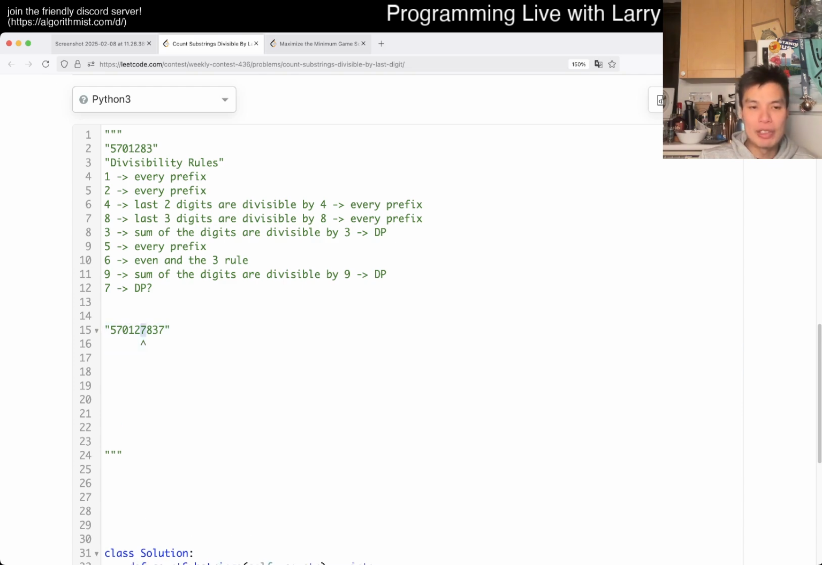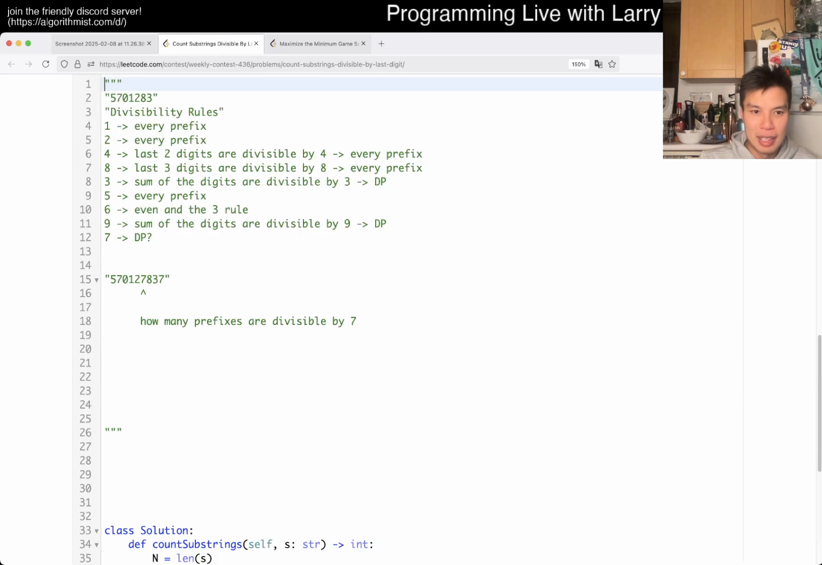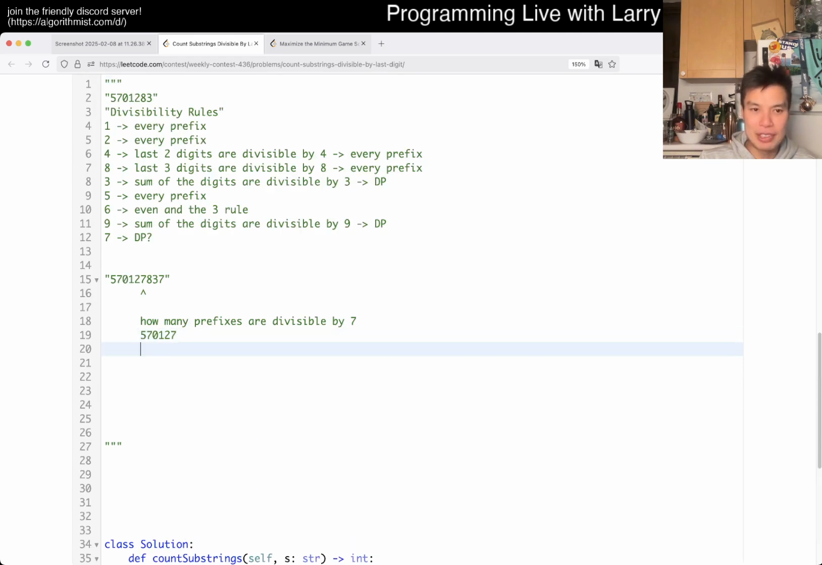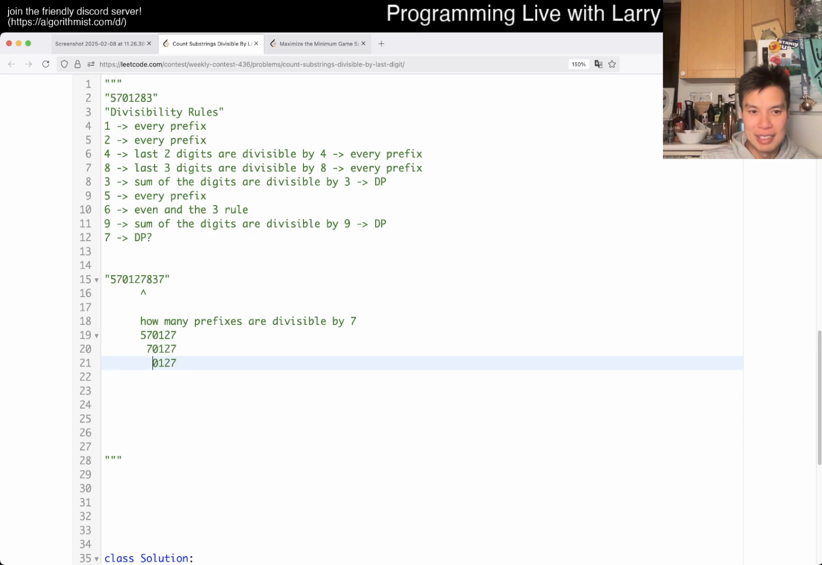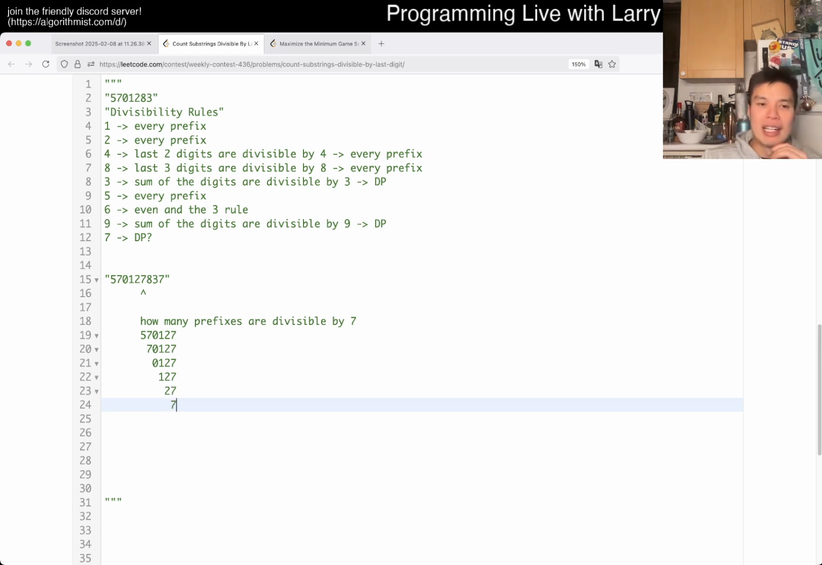At this point, I want to know how many prefixes are divisible by 7, right? So then, of course, you have all these things: you have this number as a prefix, you have this, you have this, and this. That's the way that I want to think about it. And here is the key part, and there are a lot of permutations you can mess around with, honestly. But the way that I think about it is, starting with 5, right?